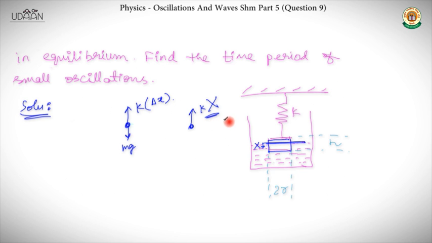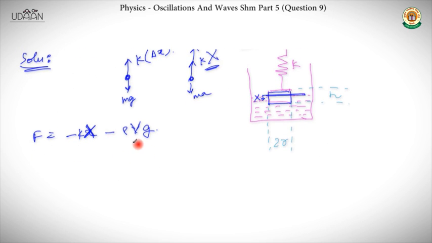So kX is acting upwards and then there is this Fb, and then we have ma. So the equation turns out to be F equals minus kX minus rho Vg. Let's say this is capital X, because we are taking it from the equilibrium. V is nothing but the extra volume which is being immersed, so we can write that in terms of capital X. It is minus kX minus pi r square into capital X into rho water g. That is because we are given it's a cylinder.